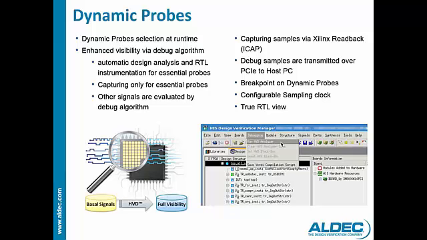It's possible to have a configurable sampling clock. Slower speed means that fewer signals are sampled, but the emulation will be faster. And again, the true RTL view is supported with dynamic probes.